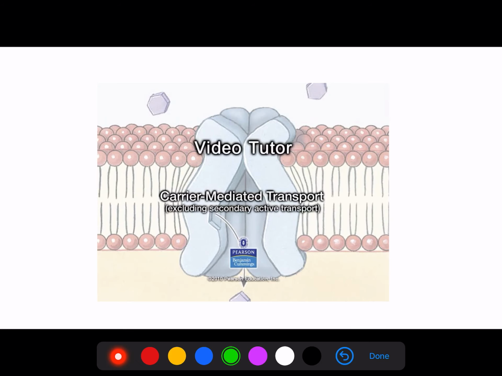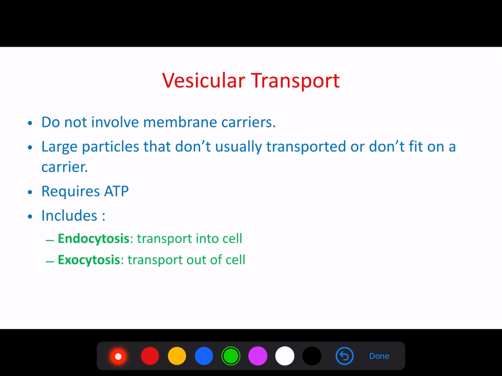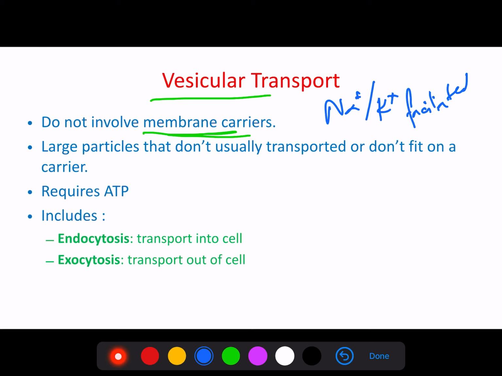Now, here there is a video that would go over some of the details regarding this pump. So please watch the video. I'm not going to play it over through my recording, but please watch it. It's very informative and will help you to understand the sodium-potassium pump. The other example of active transport is vesicular transport. These do not involve membrane carriers. The sodium-potassium pump, if you saw the video, is basically a facilitated transport that would use ATP. Vesicular transport does not use any carriers, no carriers.